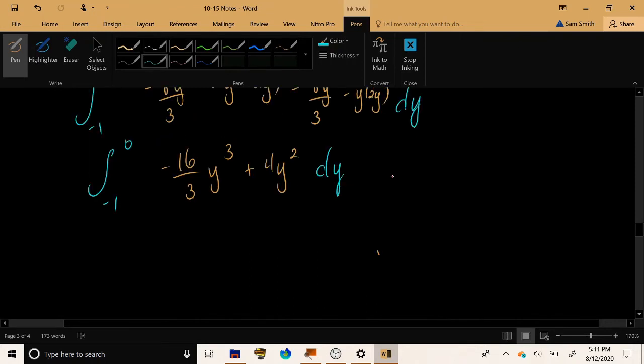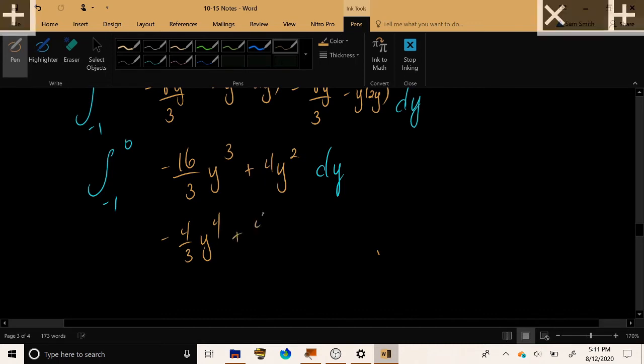All right. Having simplified the integrand, let us iterate and integrate with respect to y. So let's use power rule to find the antiderivative, and we have -4 over 3, y to the 4th power, and we have +4 over 3, y to the 3rd power, which will evaluate from -1 to 0.